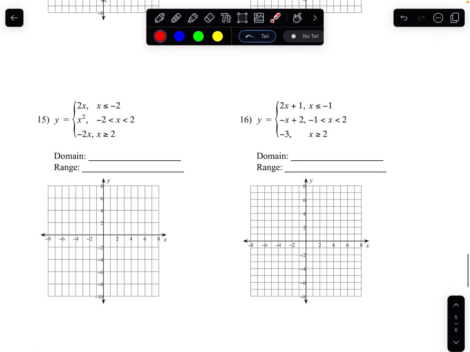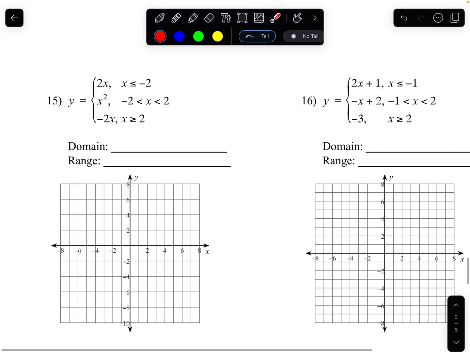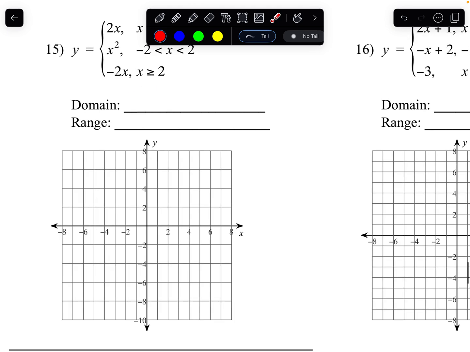Okay, for 15, we have 2x, x squared, and -2x. So 2x is going to look, well, also pay attention to the spacing here. Each of these is worth 2, each of these is worth 1. So 2x has a y-intercept of 0 and goes up 2 and over 1, up 2 and over 1. So it's going to look something like this right here.